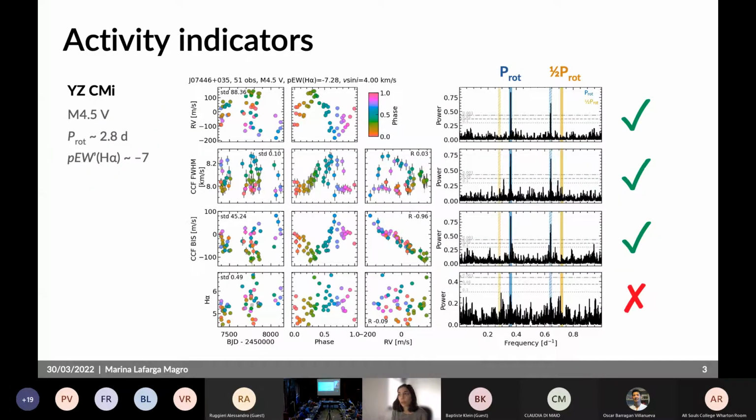To start with, I just wanted to show you how the data that we use looks like. So this is CARMENES data. CARMENES is a high-resolution spectrograph that observes in the visible and the near-infrared. I'm just going to be showing data of the visible channel here. This is YZ CMi. That's a very active star. It shows a very nice and clear signal at its rotation period, so I'm going to be showing many plots of this star because it's nice to analyze.